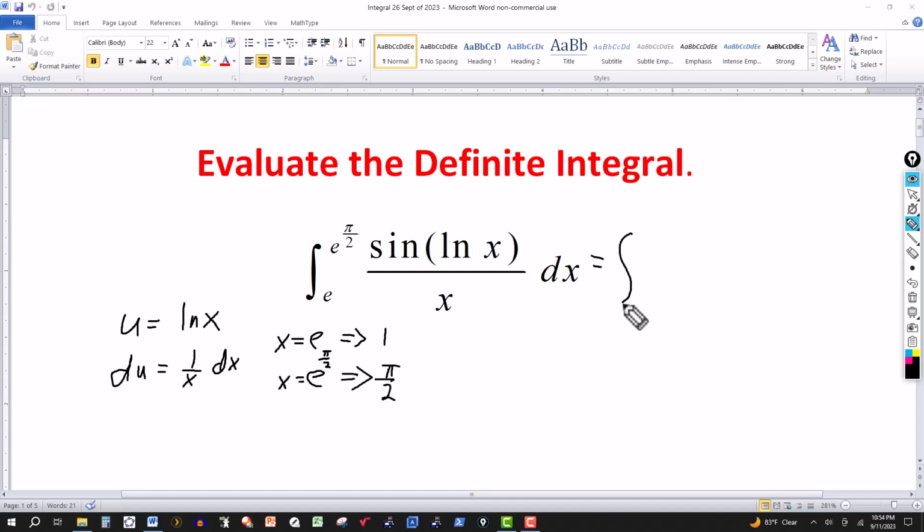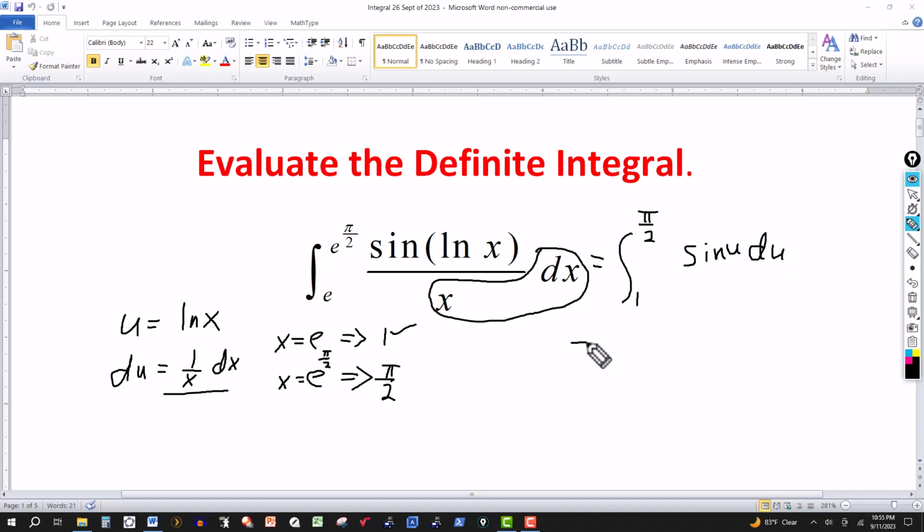So this will give me the integral with lower limit 1, from this one here, and the upper limit will be pi over 2. And then this will be the sine of ln of x, that's u. This will be u here. And notice here, I have dx over x, that's this part right here. So that's du. So dx over x is du.